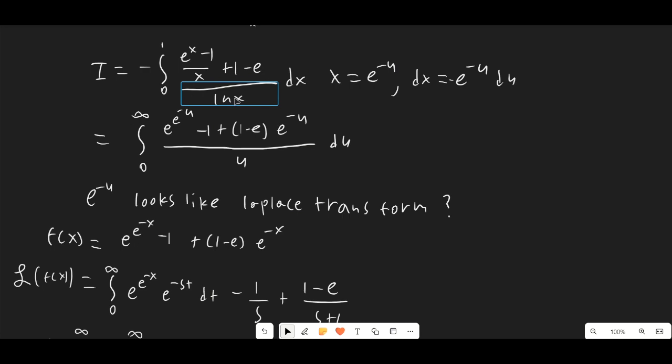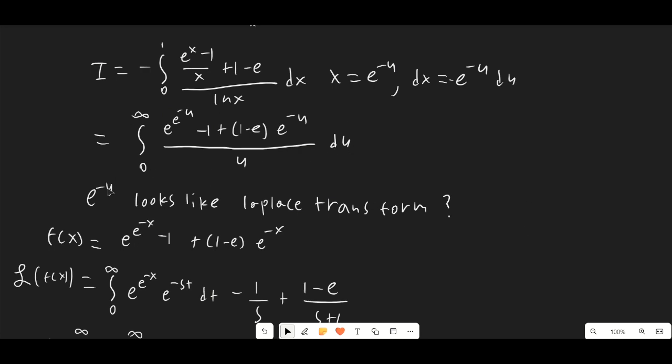Now, this ln x on the bottom is not fun to deal with, so we're just going to substitute x equals e to the negative u, which means that dx is going to be negative e to the negative u du. After we simplify everything, we get the integral from 0 to infinity of (e to the u minus 1, over e to the u minus 1, plus 1 minus e times e to the negative u), all over u du.